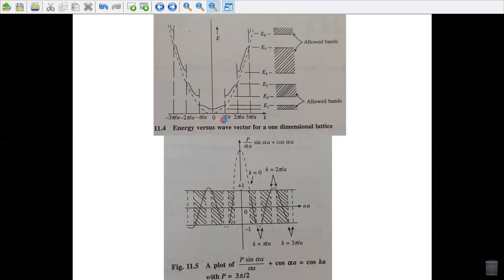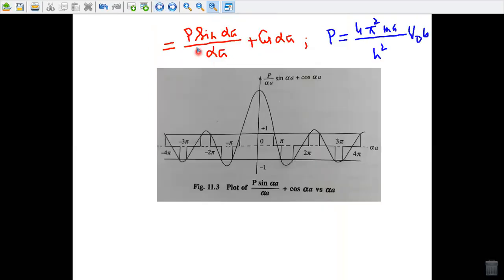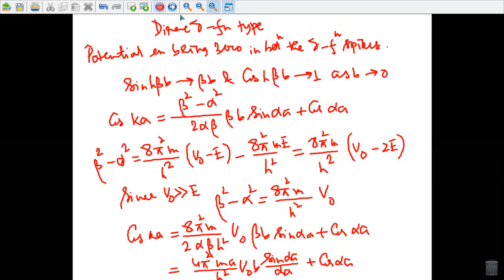So from minus pi by a to pi by a, this is the first Brillouin zone. The region of pi by a to 2 pi by a and minus pi by a to minus 2 pi by a is the second Brillouin zone. And here E1, E2, these energy levels are discrete, but in between energy E1 and E2, there are allowed and forbidden bands, which are called the energy band gap, as exists in semiconductors and insulators. So further, if we analyze this equation, P sin alpha a by alpha a plus cos alpha a, the left hand side is cos ka, right?